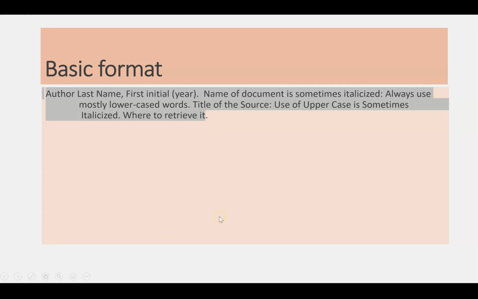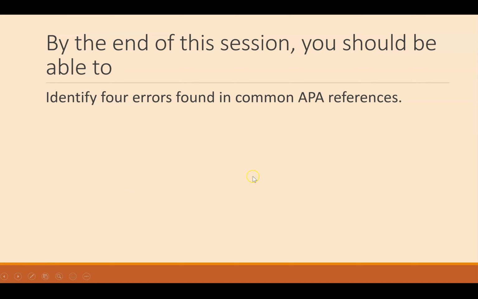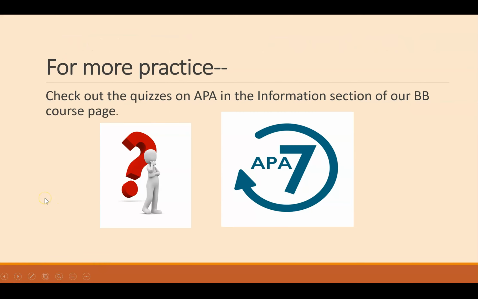So what we've just done in a few minutes is we've looked at the basic format of APA, the order in which things appear. It's almost always the same order. And you were supposed to be able to identify up to 4 errors that are found in APA references. Can you do that? If you need more practice, make sure you check out the quizzes on APA in the information section of our Blackboard course page.